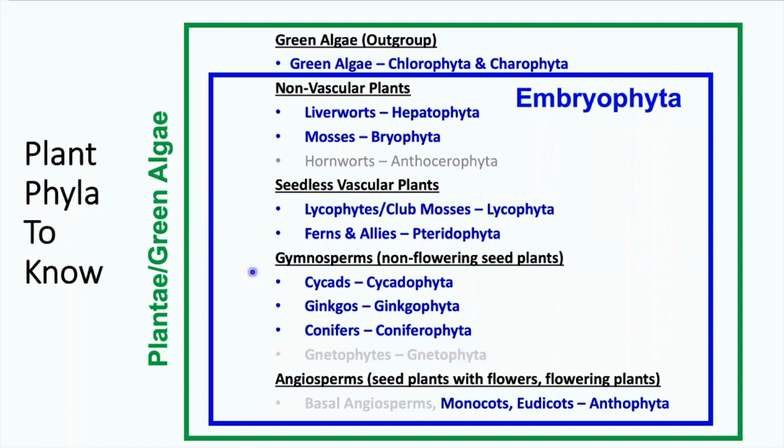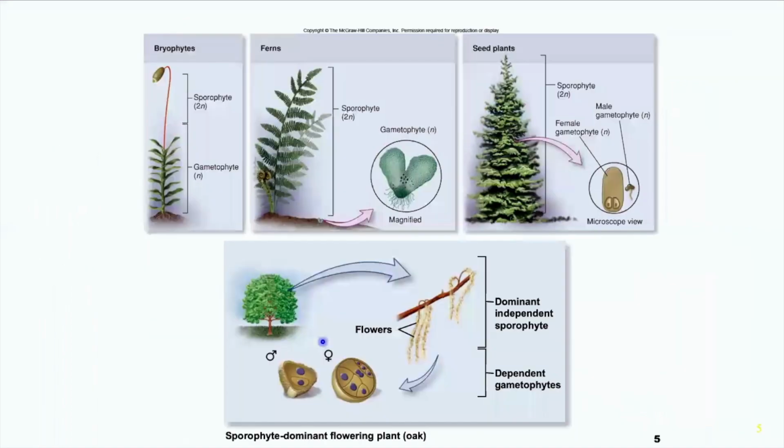The gymnosperms, several groups, the cycads, the ginkgos, the conifers, and then another group, the gnetophytes, that you don't need to worry about. And then our angiosperms, three groups, the basal angiosperms, monocots, and the eudicots. And I'll show you some pictures of all of those as we go through this.